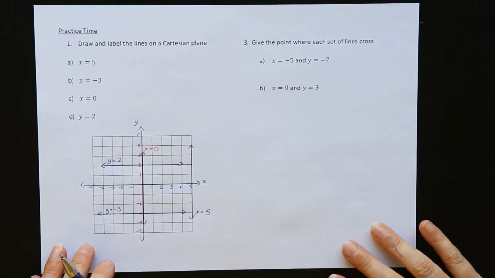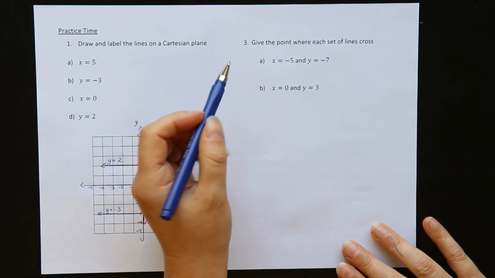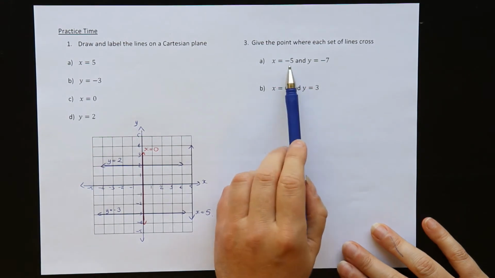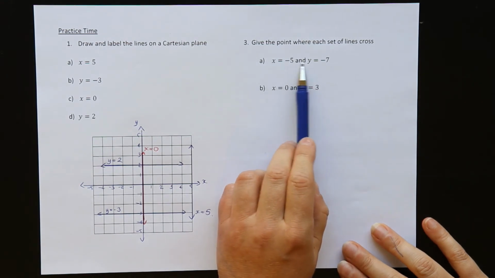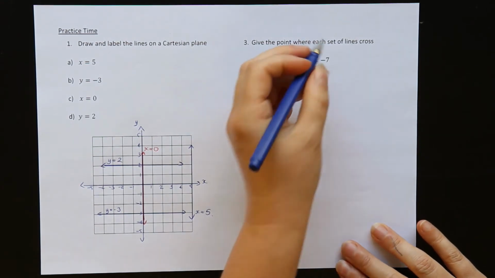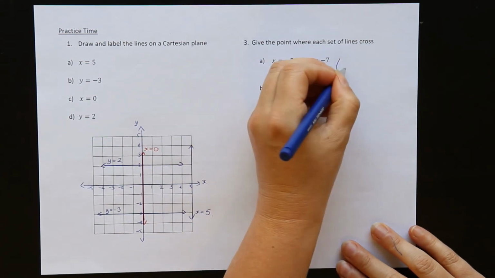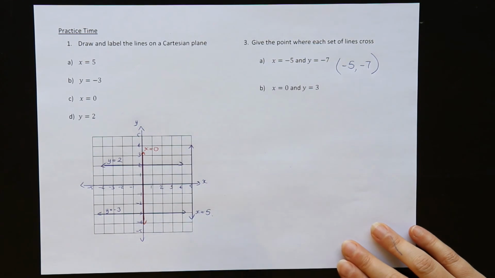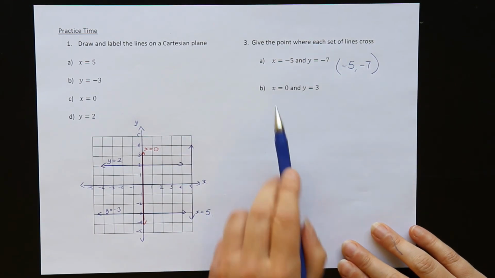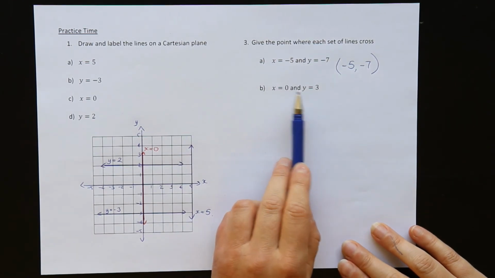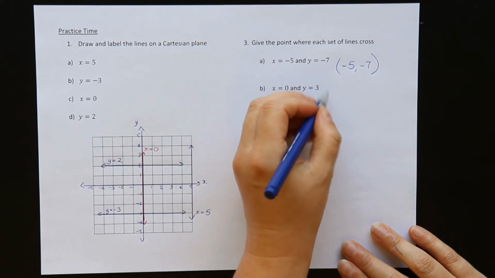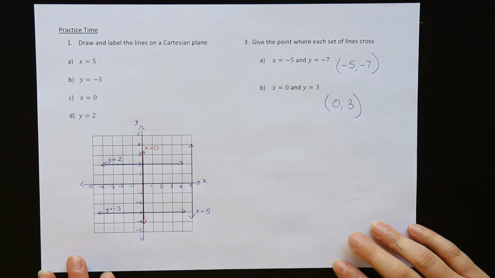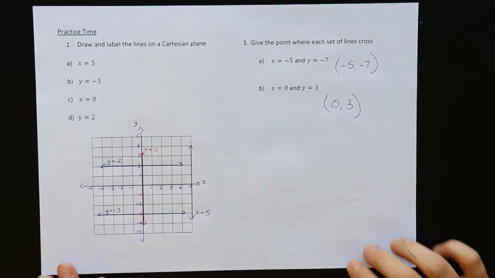Okay, and for our next question, give the point where each set of lines cross. If x equals minus 5 and y equals negative 7, if those lines cross over, they're going to meet at negative 5, negative 7. And if x equals 0 meets with y equals 3, they're going to meet at 0, 3. And that's it. Hopefully you got those answers.